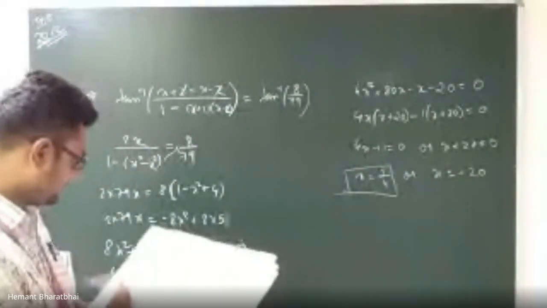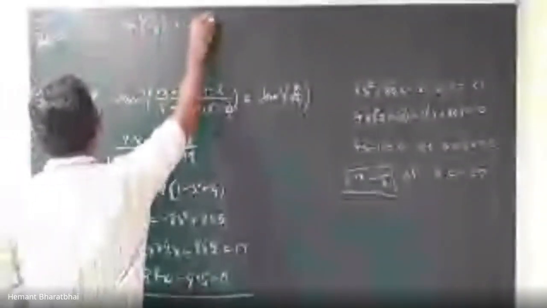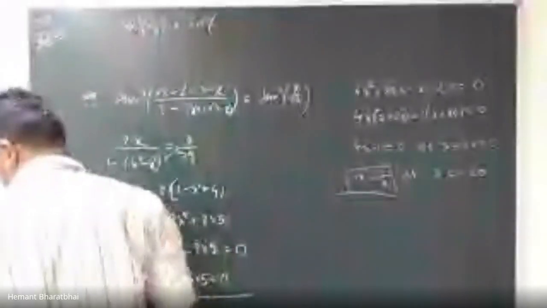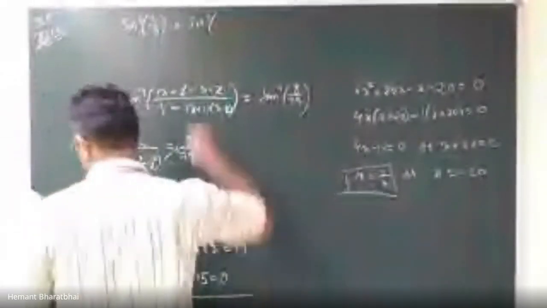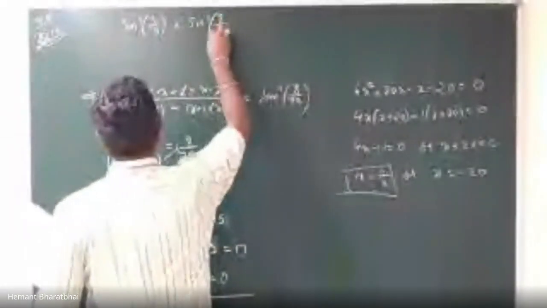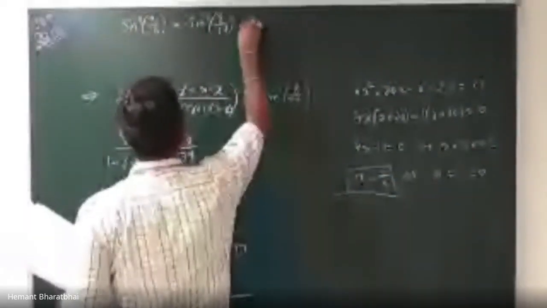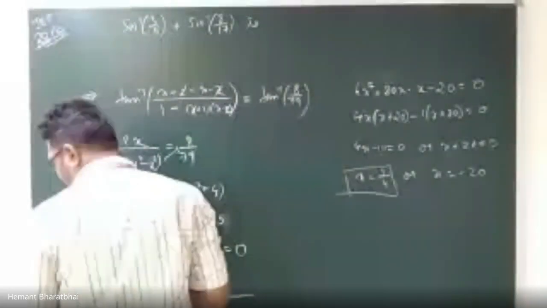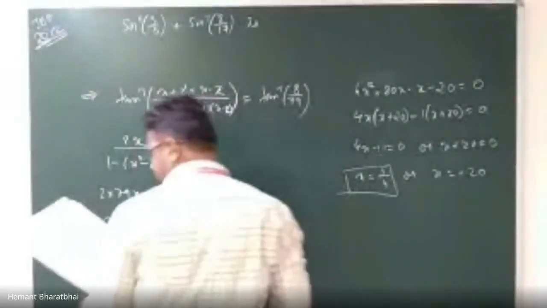Okay, next numerical. This is simple. Sine inverse 3 by 5 plus sine inverse of 8 by 17. Yes, this has come in the year 2010.